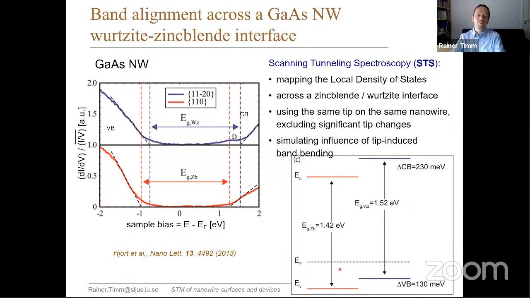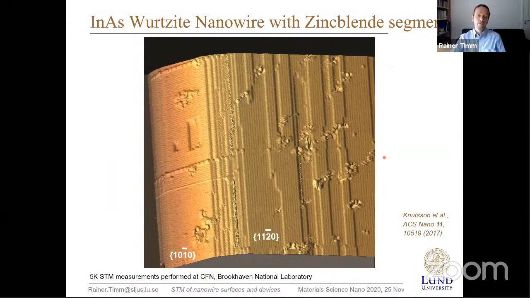Then the question came to us: since the structural transition can be very sharp, it can be at the atomic level, how well can we resolve the electronic shift, the transition between the wurtzite and zinc-blende also electronically, or how well is it defined, even if you have very small structural changes? So in this case, we went to low temperature measurements so that we have a better stability.